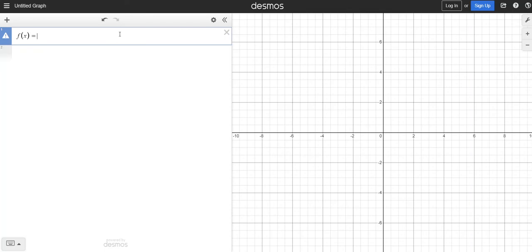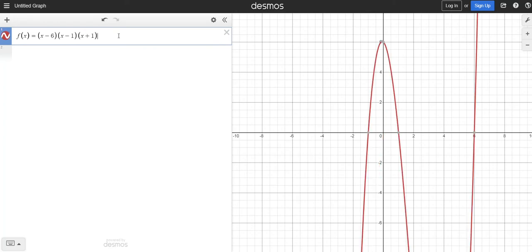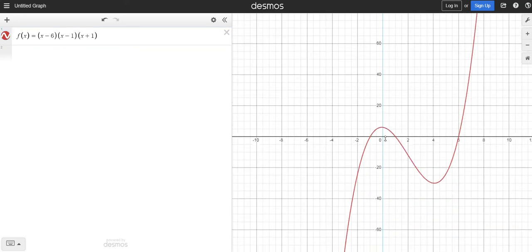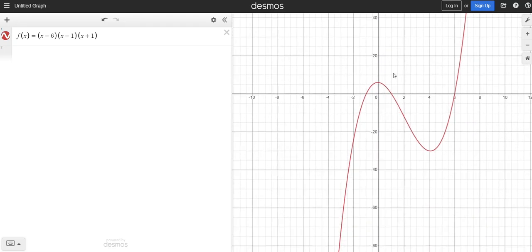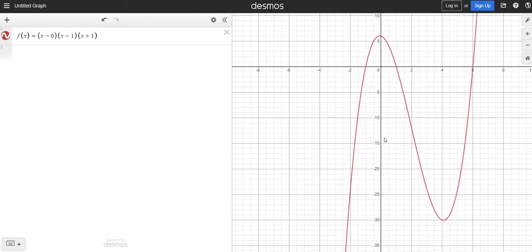My function was x minus 6 times x minus 1 times x plus 1. All right, and the bottom is kind of cut off here, so I am going to adjust this just a little bit. There, that works. By the way, notice you can see what we already knew. There's those x-intercepts, -1, 1, and 6.